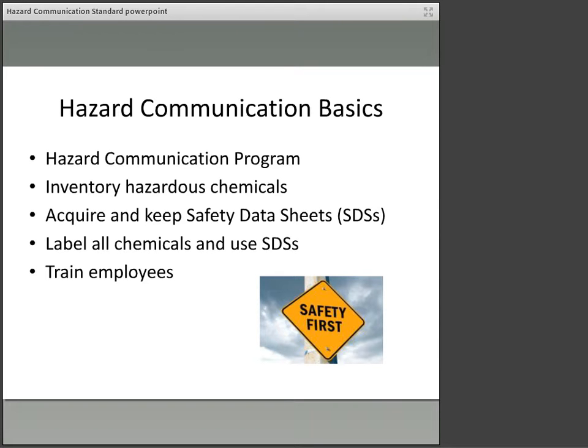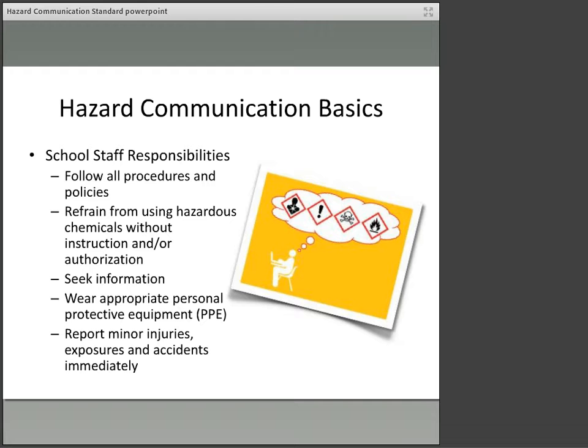Employers have requirements and responsibilities, but as a school employee, we also have responsibilities to follow all school policies and procedures related to chemical use. We should seek information when appropriate and wear personal protective equipment as needed. If we're lacking instruction or authorization to use a chemical, we shouldn't use it. Remember, seek information when appropriate, and even if a minor injury or exposure occurs, report it immediately.